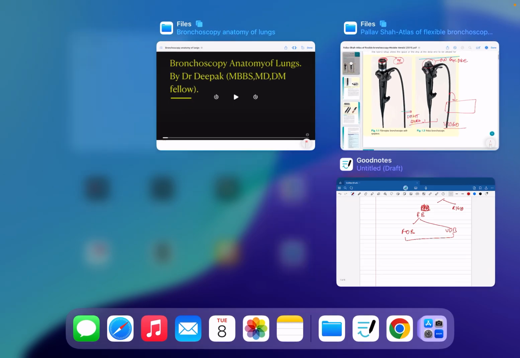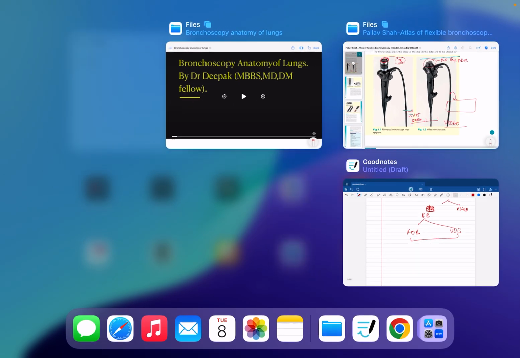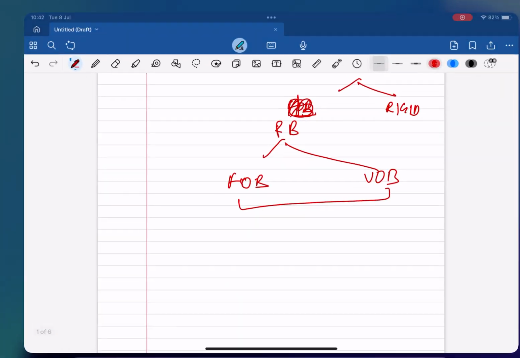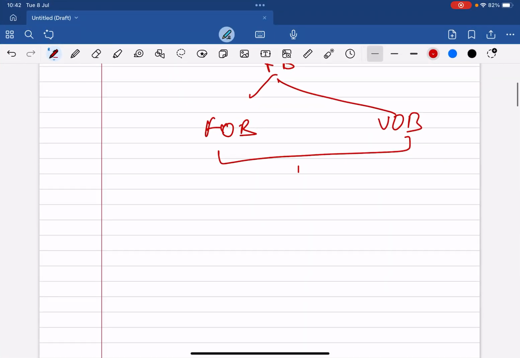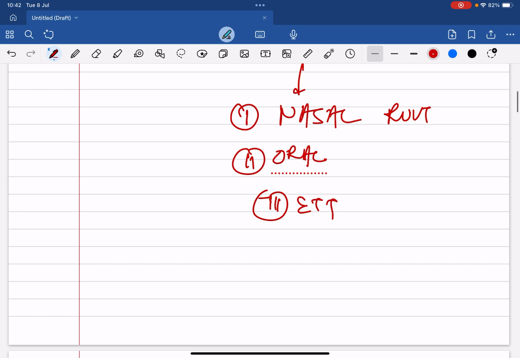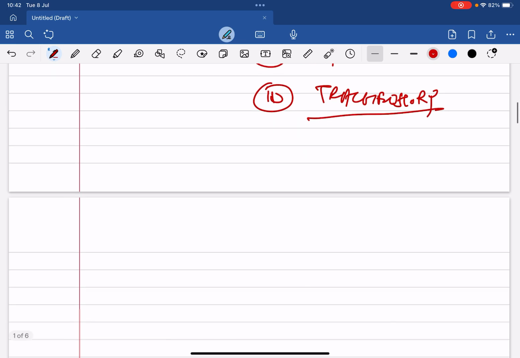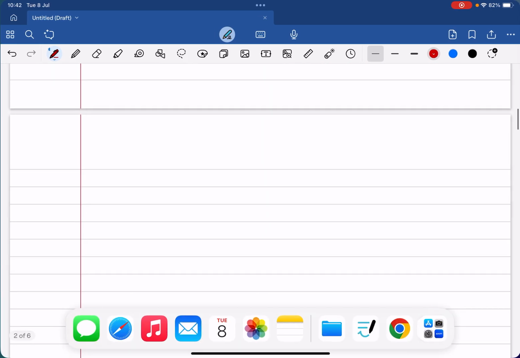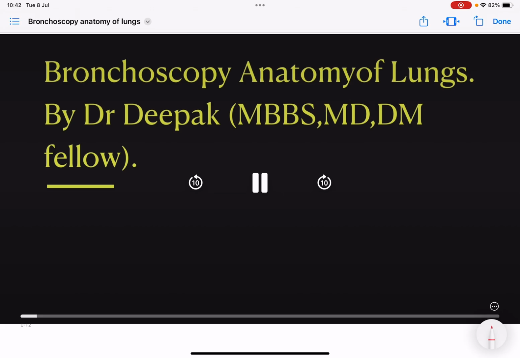Let us now learn about the anatomy of the lung, how the lung looks from inside. There are different approaches to go inside the lung. We have a nasal route, an oral route, an endotracheal tube route, and a tracheostomy route. There are so many ways to go inside the lungs. So first see the video, and then we will ask some questions about it.